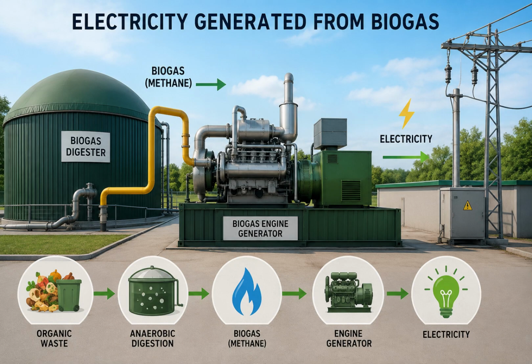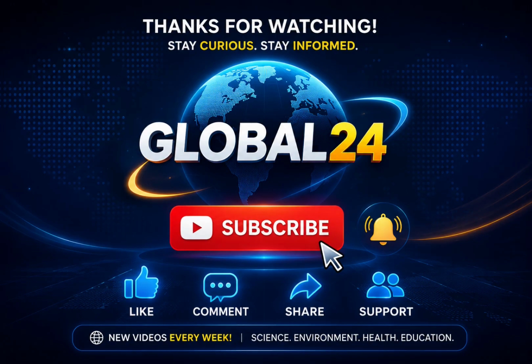The heat produced during electricity generation may also be recovered and used to warm the digestion tanks or buildings at the facility. This combined production of heat and electricity helps reduce energy costs and transforms waste into a useful renewable energy resource.